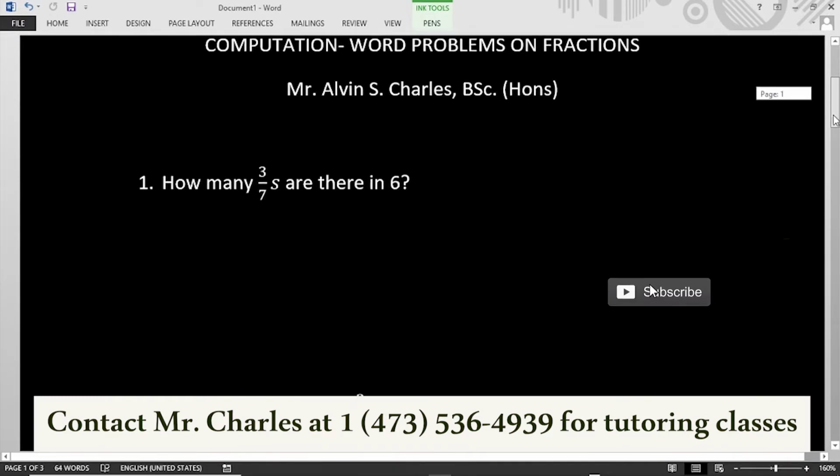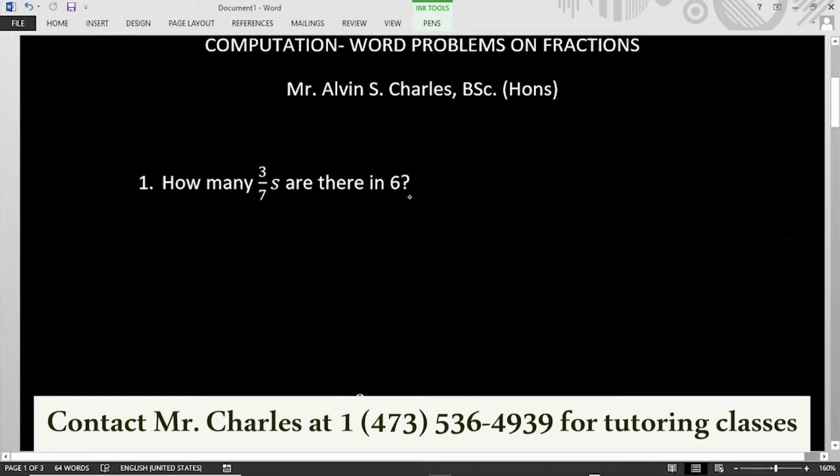Our first question says, how many 3/7 are there in 6? So in other words, how many times can 3/7 go into 6?